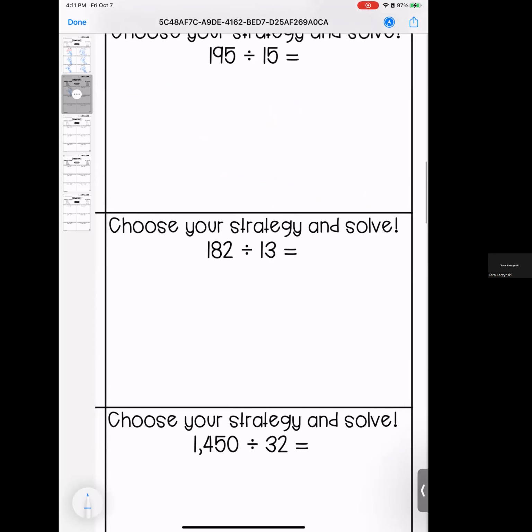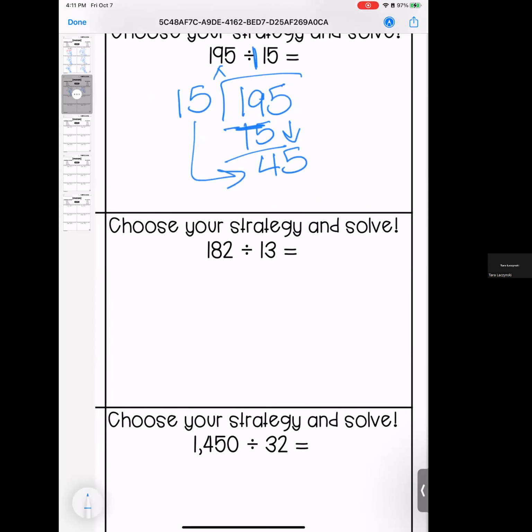Taking a look at our next question, 195 divided by 15. 15 goes into 19 one time. 1 times 15 is 15. 19 take away 15 is 4. Bring down my 5. 15 goes into 45 3 times. 3 times 15 is 45. There is no remainder. My answer for this one is 13.